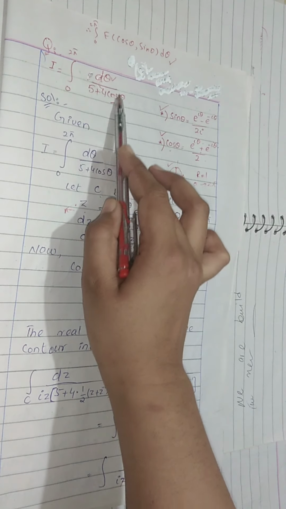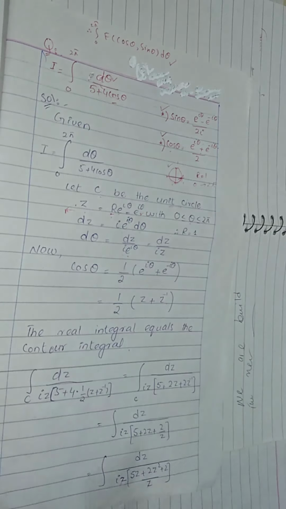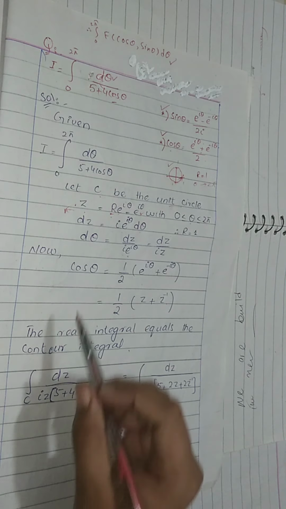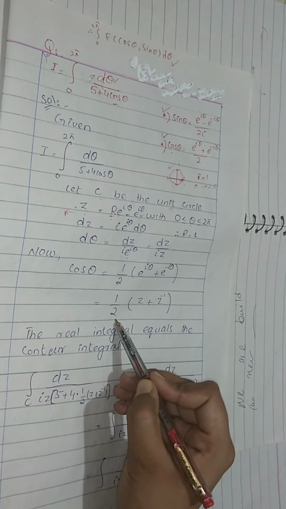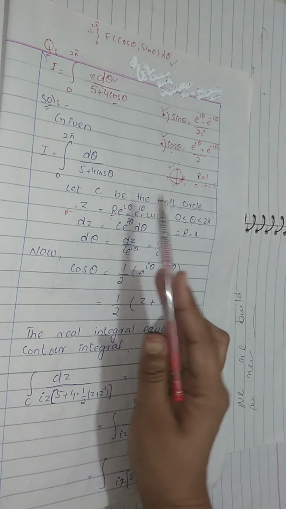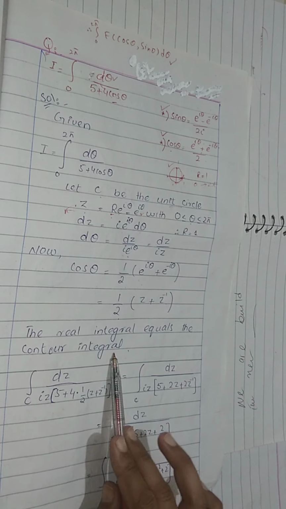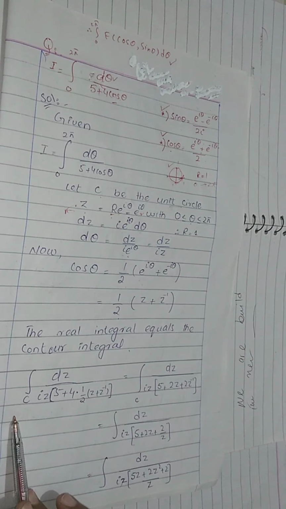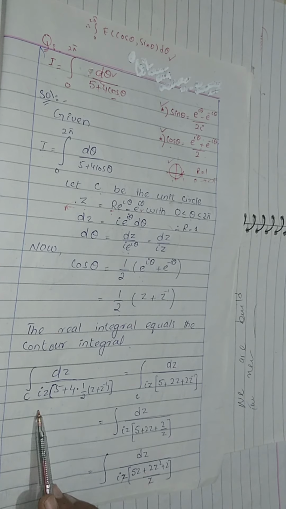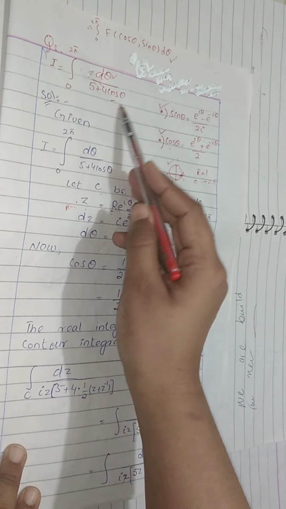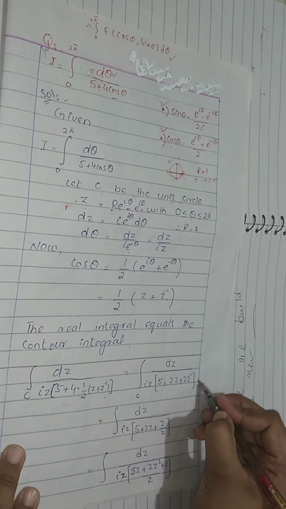Now because we have cos theta in the question, as we know cos theta is equal to e to the iota theta plus e to the minus iota theta by 2, so cos theta is equal to 1 by 2 times z plus z raised to power minus 1. The real integral equals the contour integral. So we can write d theta as dz by iota z, and 5 plus 4 cos theta is 5 plus 2 times z plus z inverse. When we solve it, it becomes like this.